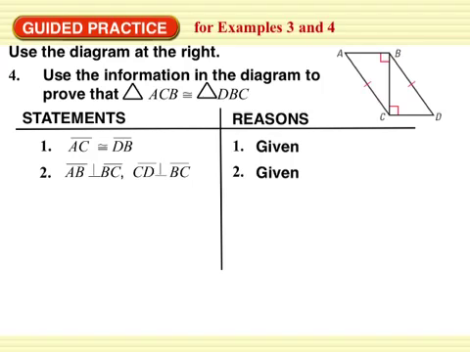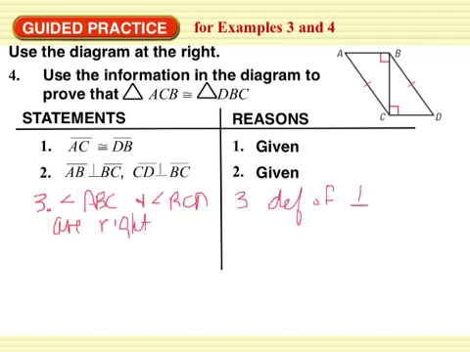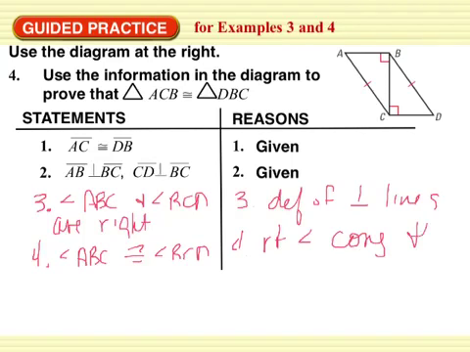Use the diagram at the right. Use the information in the diagram to prove that ABC is congruent to BCD. So all of that is given. We can say that angle ABC and angle BCD are right. Definition of perpendicular lines. And ABC is congruent to BCD because of the right angle congruence theorem. BC is congruent to BC. Reflexive.